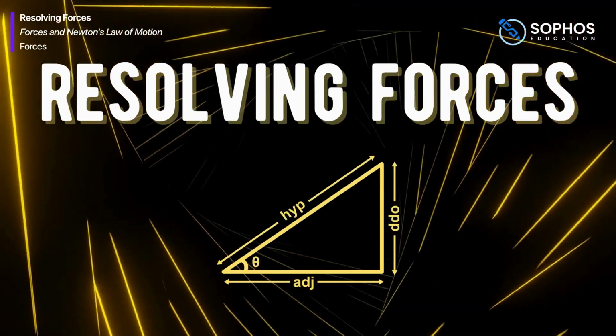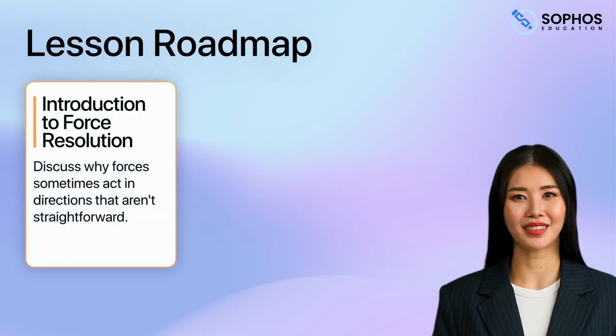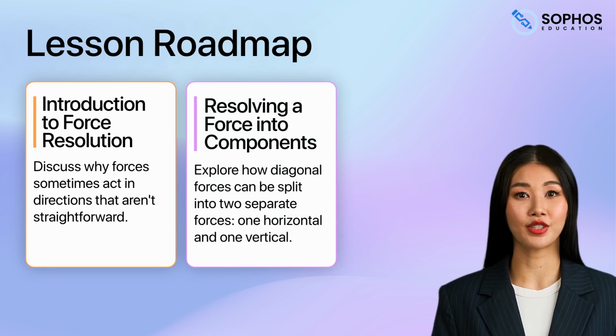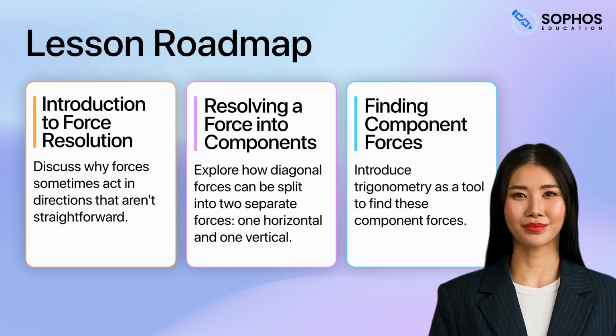Welcome to today's lesson on resolving forces. Today, we will begin by discussing why forces sometimes act in directions that aren't straightforward. With this established, we'll explore how complex diagonal forces can be split into two separate forces, one horizontal and one vertical, which together have the same effect as the original force. Finally, we'll introduce trigonometry as a tool to find these component forces.